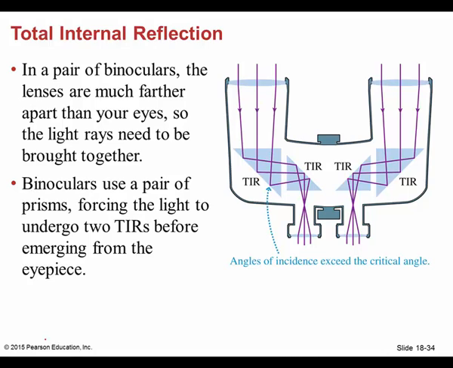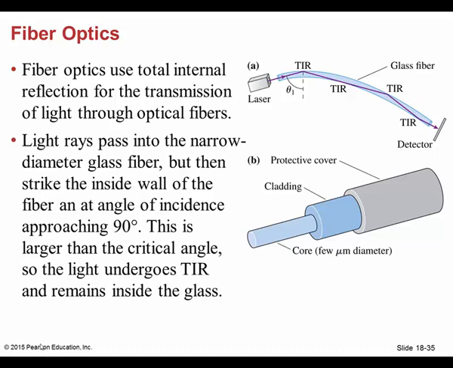Now, where do we take advantage of this? Of course, we see it in binoculars, but the greatest use is fiber optic cable. And here you see the light source coming in, and it tells us that when it strikes the inside wall of the fiber at an angle of incidence approaching 90, this is larger than the critical angle, so it does undergo total internal reflection. Okay?